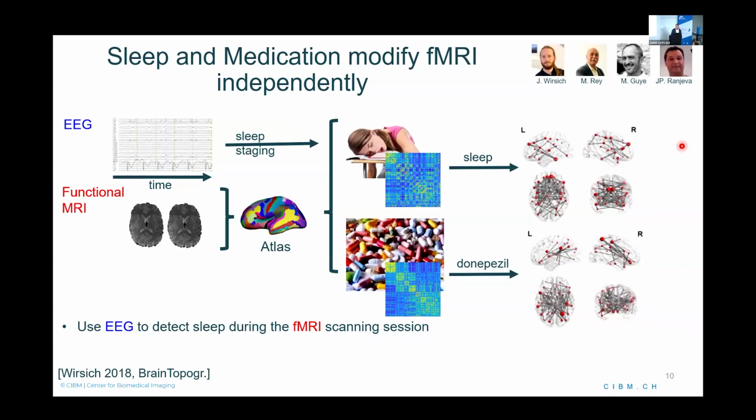And what we showed is when we do this, we can extract independent networks both of sleep and also of the medication intake. So this is one example of how we can use EEG inside the MRI scanner. But it's really basic. You only use it for sleep staging because you cannot do this in fMRI directly.